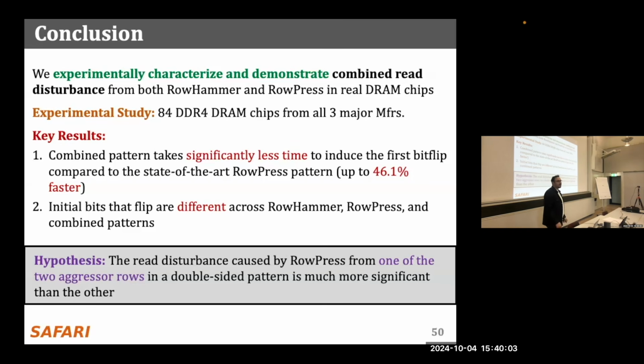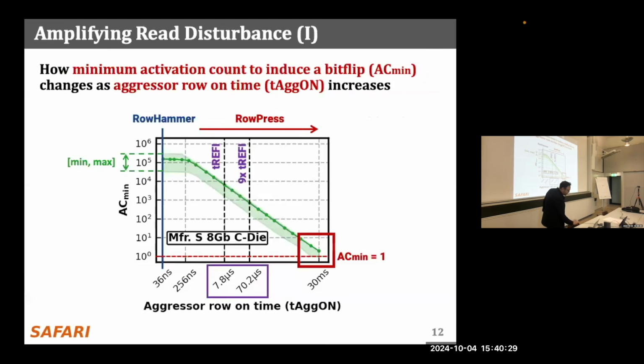Okay. Other questions? Go ahead. There was a slide that we saw which showed 70.2 microseconds to 30 milliseconds, how the RowPress count decreases. Yeah. There you go. Let me see if I understand. Are you talking about this plot? So the line from 70.2 microseconds to 30 milliseconds, is that extrapolated or is it actually observed?